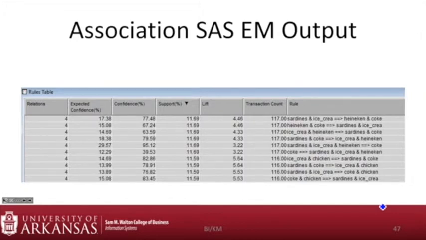The way that we're going to see this output is you're going to get to see a rules table. Within this rules table, it's actually kind of fun. I blew it up because it's hard to see. Right, so you have the number of relations. That's how many variables are present. We've got the expected confidence, and it calculated it for us. So we don't actually have to do the calculation. We have the actual confidence. We've got the support, the lift, how many times this is happening in our data set, and then the rule itself. So our very first top rule, and this is sorted by the amount of support, happens to be if sardines and ice cream, then Heineken and Coke.